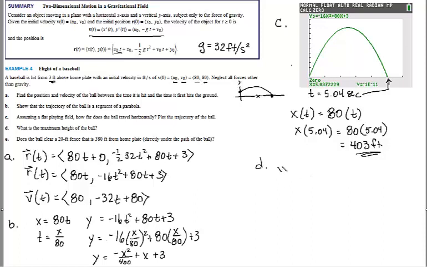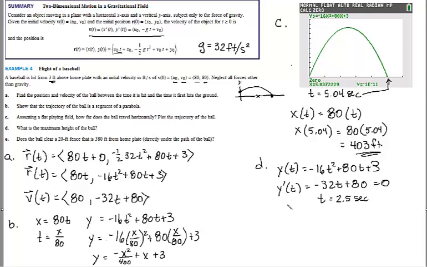D says what's the maximum height of the ball, so I'm going to be looking at y of t, and y of t is negative 16t² + 80t + 3. I just need to know that critical point to get the maximum. y prime of t is negative 32t + 80, and I need to see where that equals 0, and that t value would then be 2.5 seconds. They don't want to know when, they want to know what it is, so I need to do y of 2.5 and crunch those numbers. So I got 103 feet for that height.